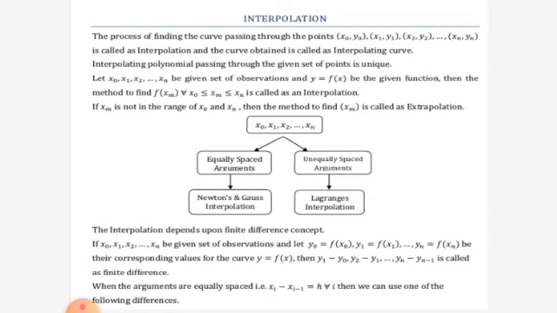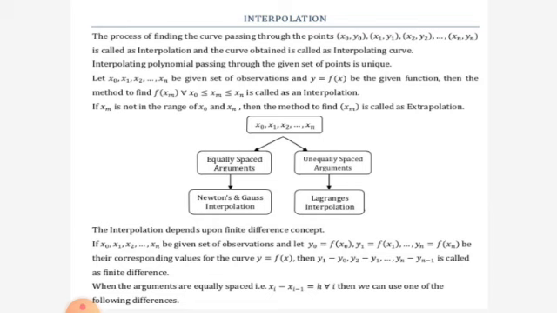The process of finding the curve passing through the points x0, y0, x1, y1, x2, y2 and so on, a finite number of terms. Let us say the last point is xn, yn; this is called interpolation, and the curve obtained is called an interpolating curve. The interpolating polynomial passing through the given set of points is unique. Let x0, x1, x2 up to xn be the given set of observations and y be the given function, then the method to find f of xm is called interpolation.